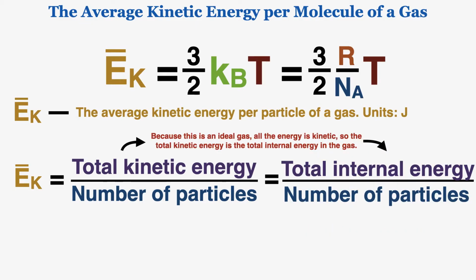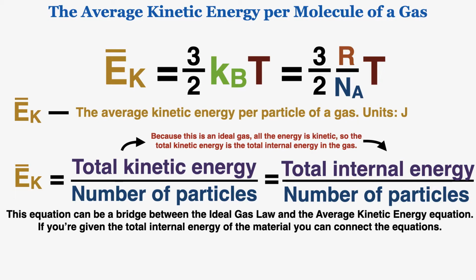Because this is an ideal gas, all the energy is kinetic, so the total kinetic energy is the total internal energy in the gas. Sometimes IB questions ask you to calculate the total internal energy in an ideal gas, and they always mean the total kinetic energy, because in an ideal gas, all the energy exists as kinetic energy.